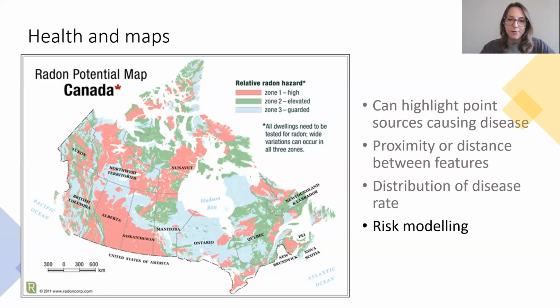And so scientists will often do risk modeling to understand, well, if you live in this part of, let's say, Saskatchewan, you'll have this level of increased risk of potentially developing something like lung cancer because of what we know are the likely soil conditions that exist there. So that is one other example.